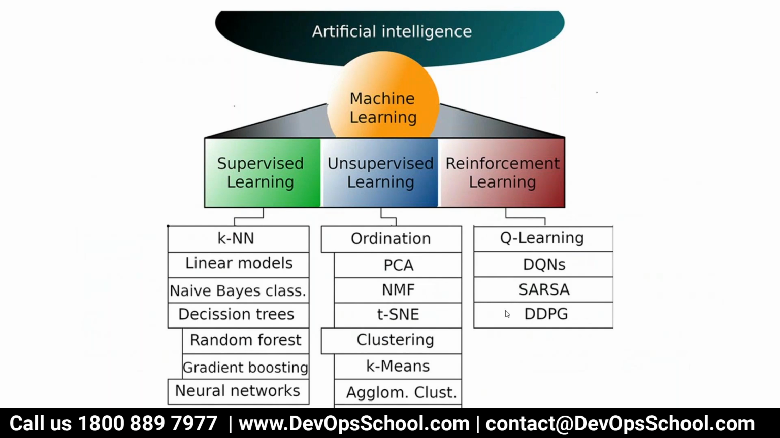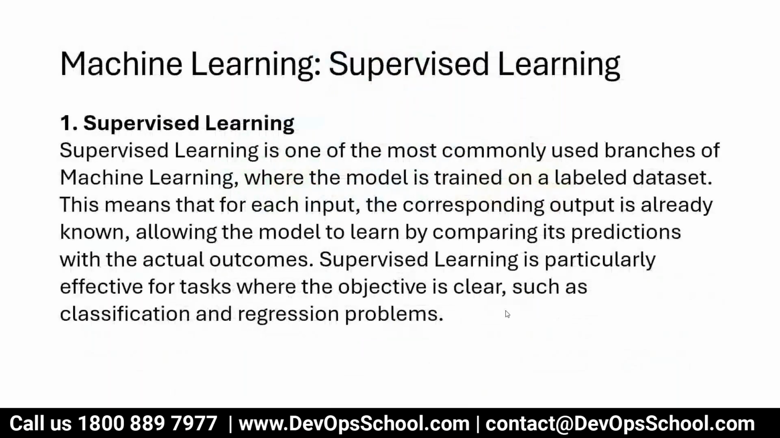Now, again, what is supervised, unsupervised, and reinforcement learning? We need to understand this. So what is supervised learning? Supervised learning is one of the most commonly used branches of machine learning, where the model is trained on a labeled data set. Now the question is, what is a model?